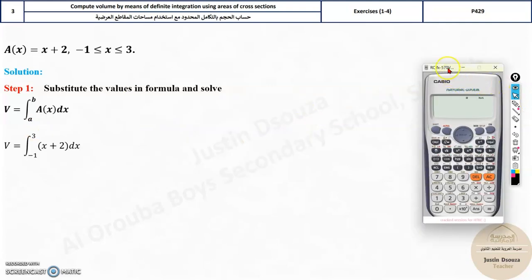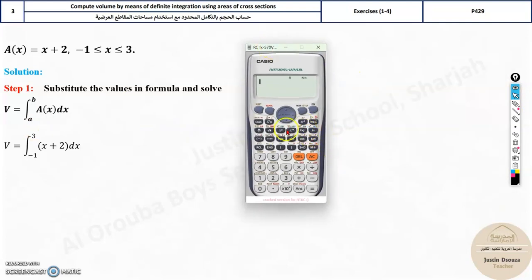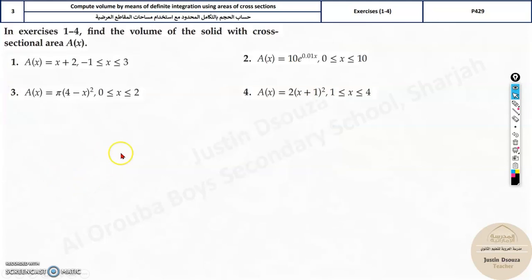All you need to do is use the calculator. Since it's a definite integral, use the symbol. Open the bracket, x plus 2, close the bracket, dx, and negative 1 to positive 3. And that will be the answer. That's 12 unit cubes, because volume is in terms of cube, unit cubes. If it is given as meter, it will be meter cube, and so on. It will be in power 3. So that is the answer.